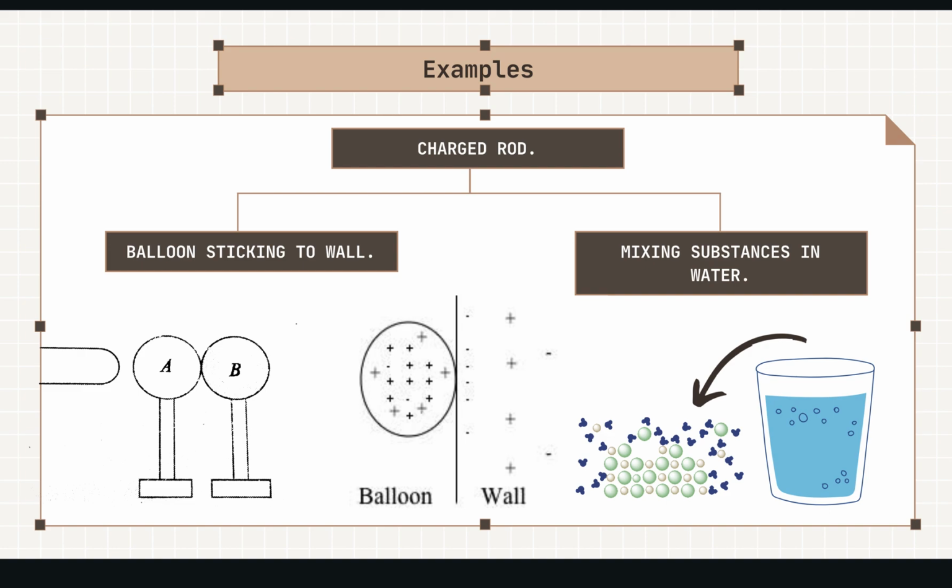For mixing substances in water, when two different solutions of ionic substances are mixed, the mobile ions in such solutions interact with each other. And here, Coulomb's law describes the interaction between the ions, which are the charged particles.